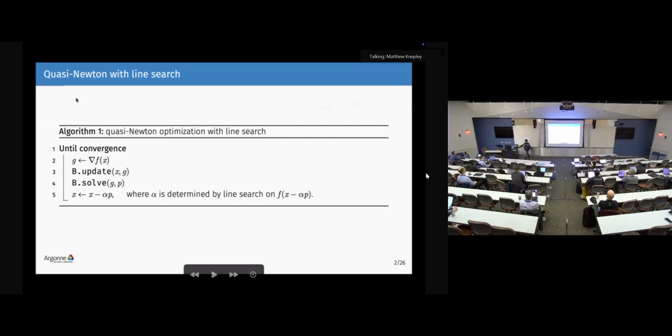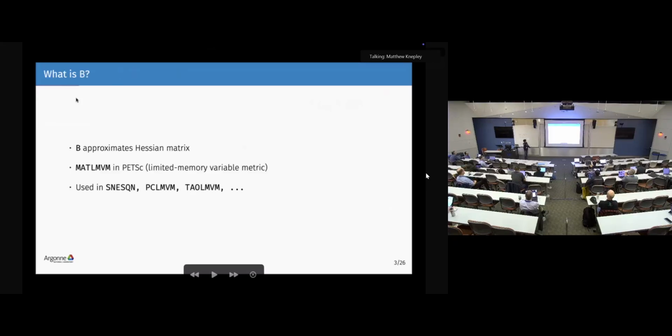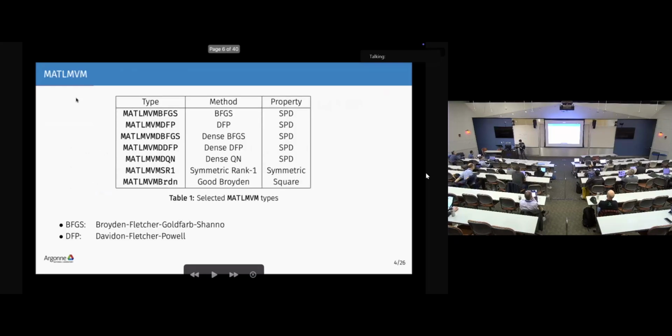So what is this B here in PETSc? B basically approximates the Hessian matrix in a quasi-Newton method. In PETSc, that would be a MatLMVM, where LMVM means limited memory variable metric. MatLMVM is used in SNESQN, PCLMVM, TaoLMVM, and so on. These are a few of the MatLMVM methods in PETSc, not all of them.